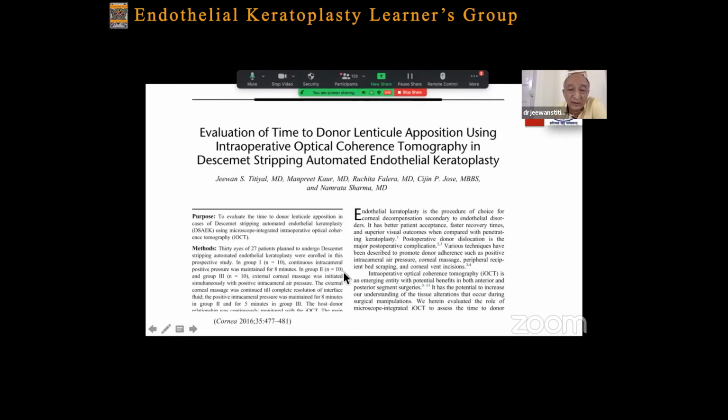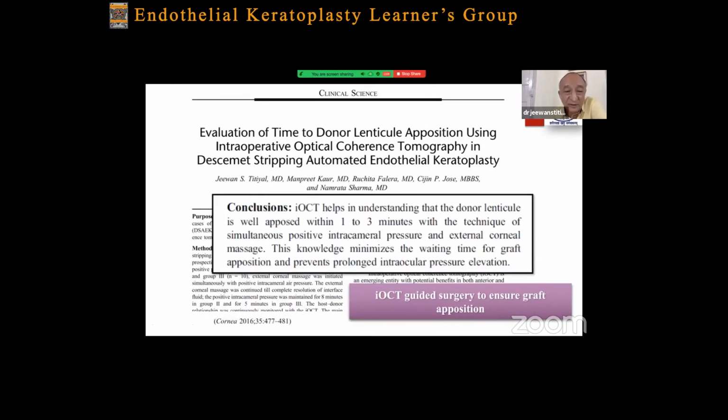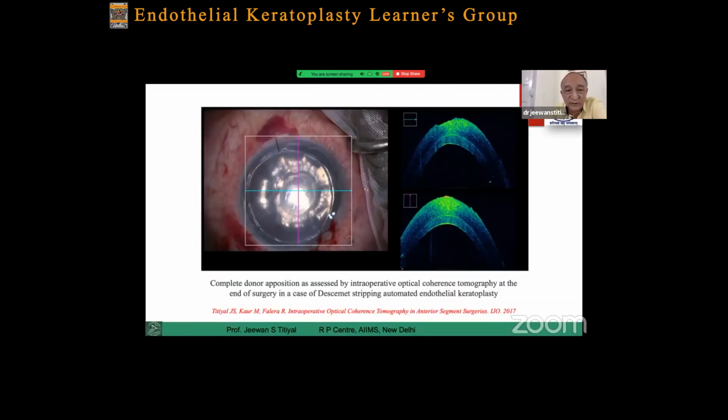We also had IOCT visibility of these cases. We also tried to compare how effectively we can assess the lenticular apposition in a DSEK surgery. And we realized if you do a combined procedure of anterior massage and continuous anterior chamber pressure with air, it also decreases the time. In a primary surgery of DSEK, we could see within 1 to 3 minutes of bimanual manipulation, the graft was well attached. So this understanding will decrease the duration the eye is pressurized for a longer period in these cases. So this is what we could see in these cases.